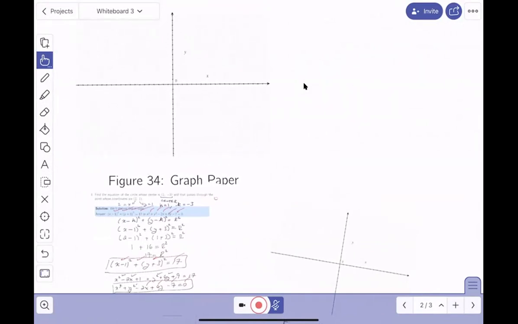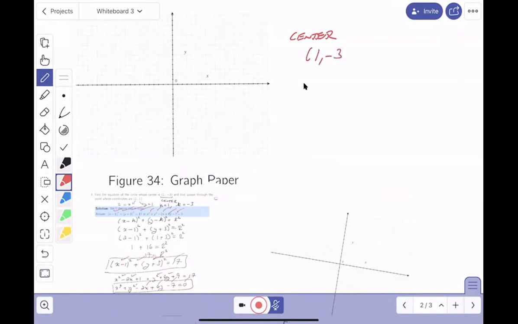Now, what I'm trying to get across over here is that not all numbers are nice. I think I should treat them equally, though. And what do I know? I know the center of this circle. The center of this circle is (1, minus 3). They're nice numbers, by the way. They're really simple numbers. Now, what else do I know about this circle? I know the radius.